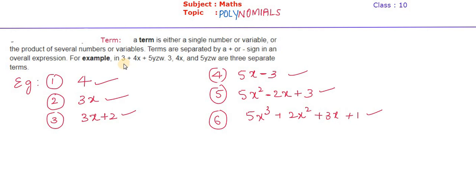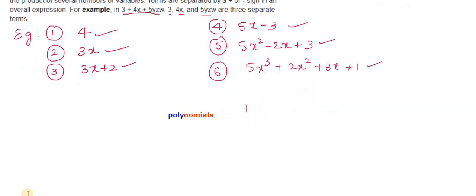Here they have also given 3 plus 4x plus 5y plus 5xyzw. 3 is one example, 4x is another example, and 5xyzw is another example of terms. I hope all of you understood what we mean by terms. A term is either a single number, or a variable, or a combination of both numbers and variables.